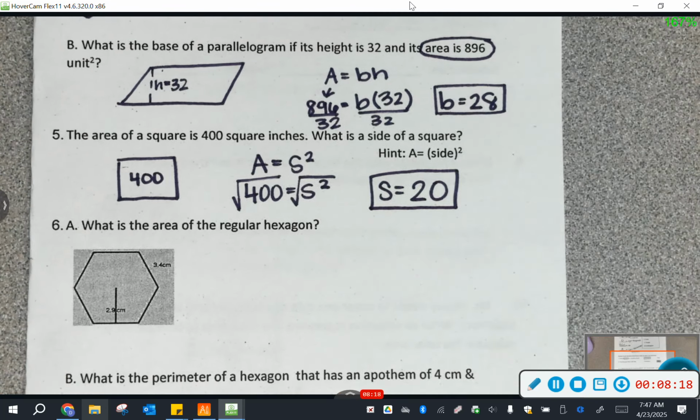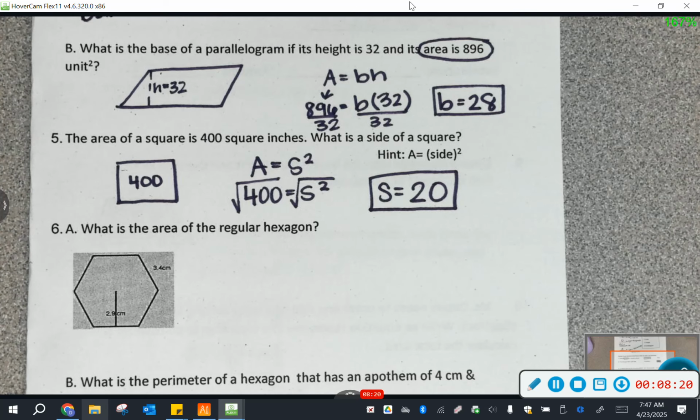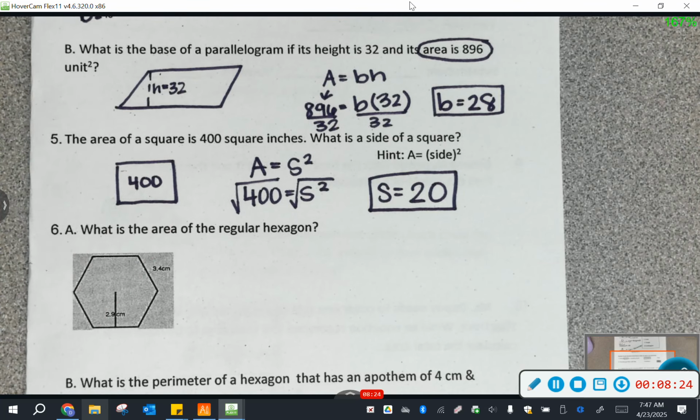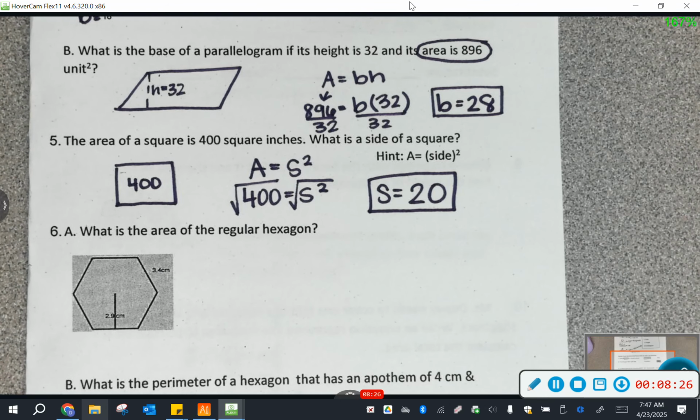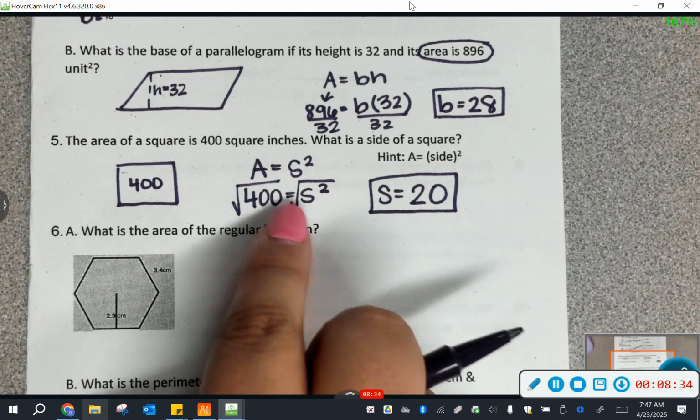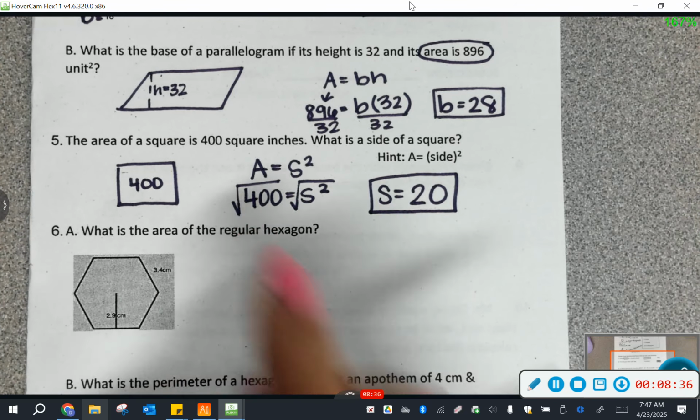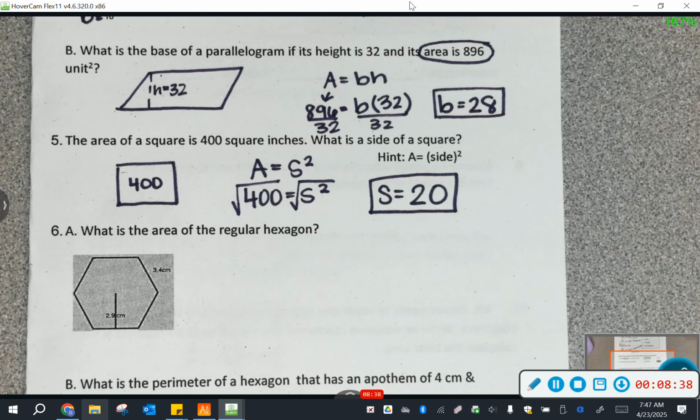Why did I not divide by 4? Because I saw some of y'all dividing by 4 on that one. Dividing by 4 would be if it was the perimeter. If it's the area for a square, you square root. What other shape do we square root for? A circle. A square and a circle, to go backwards, you square root. All the other ones you're going to divide.